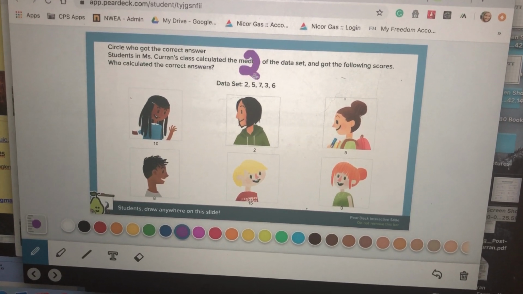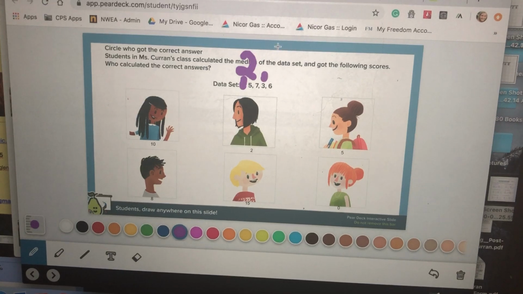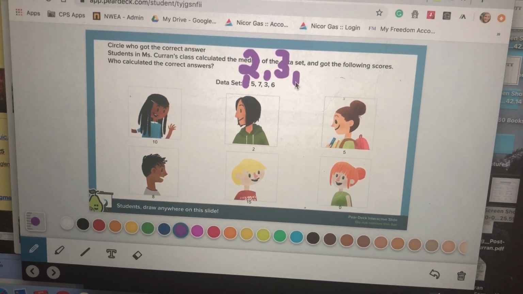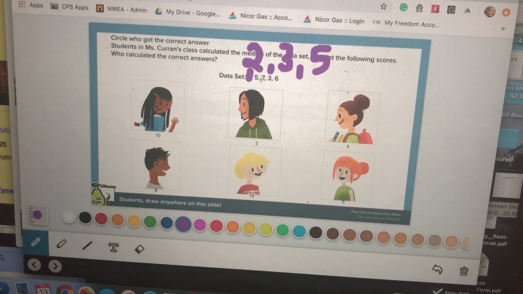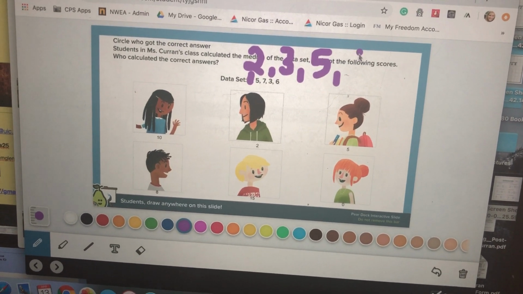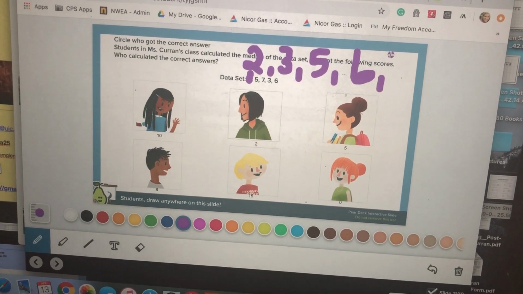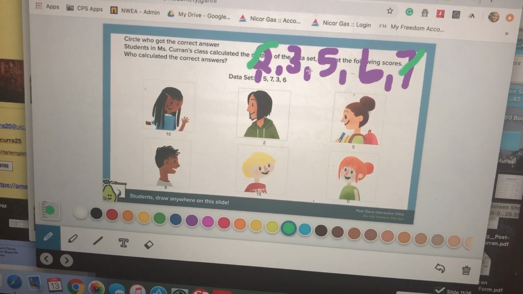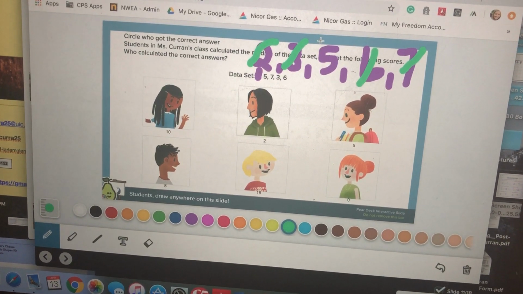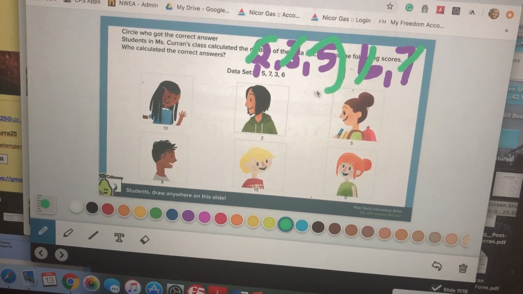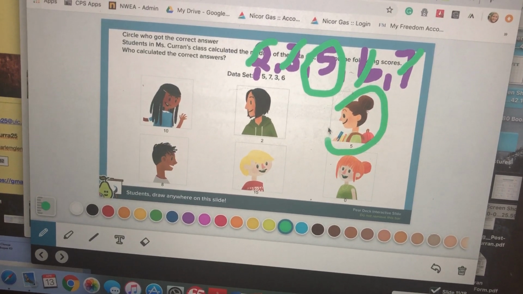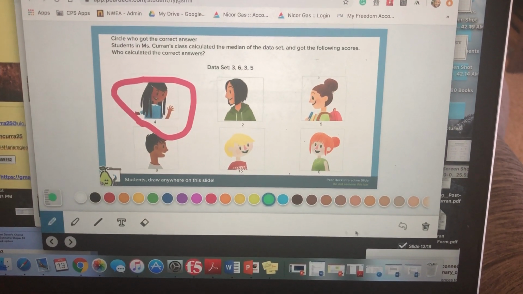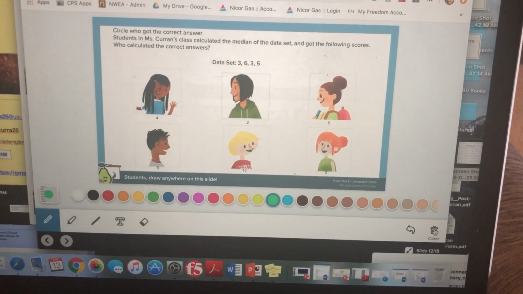So the smallest number is 2. Then comes 3. Then comes 5. Then comes 6. And finally, number 7 is the largest number in our data set. Step number 2 is we cross off at each end. 2, 7, then 3, and 5. And our median is 5. So this girl right here got the answer correctly. I'm hoping this is starting to make a little more sense as we go through. Once again, at any point you could pause and replay the videos if needed.